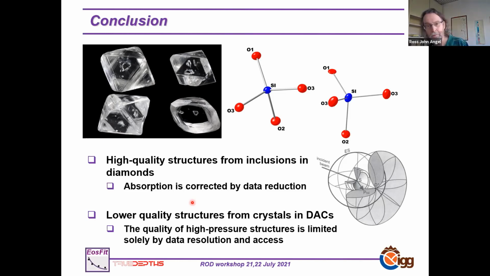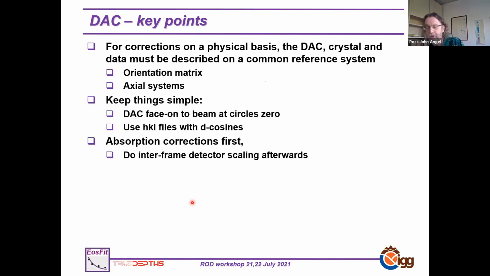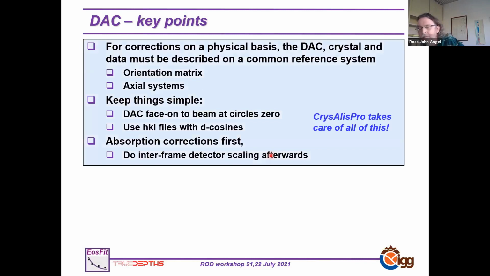So just to sum up, I've got a slide with some key points. Some of these are built in. You need to know your orientation of the crystal, the diamond cell, and so on and so forth. You need to do this all on a consistent reference system. You need to keep things simple. Critical is putting the diamond cell face onto the beam when the diffractometer is sitting at 0, and you should do the absorption corrections first, followed by interframe detector scaling afterwards. That sounds a lot of things to worry about, but Chrysalis Pro takes care of all of this.